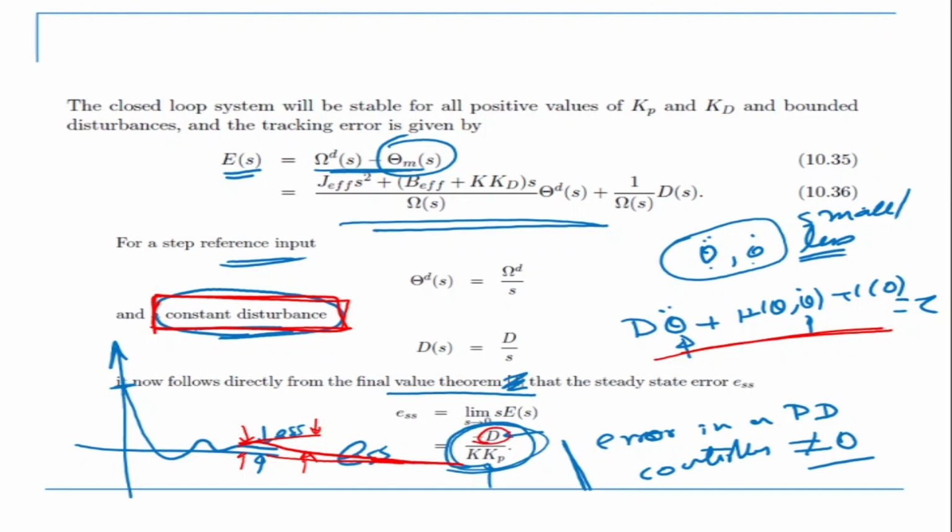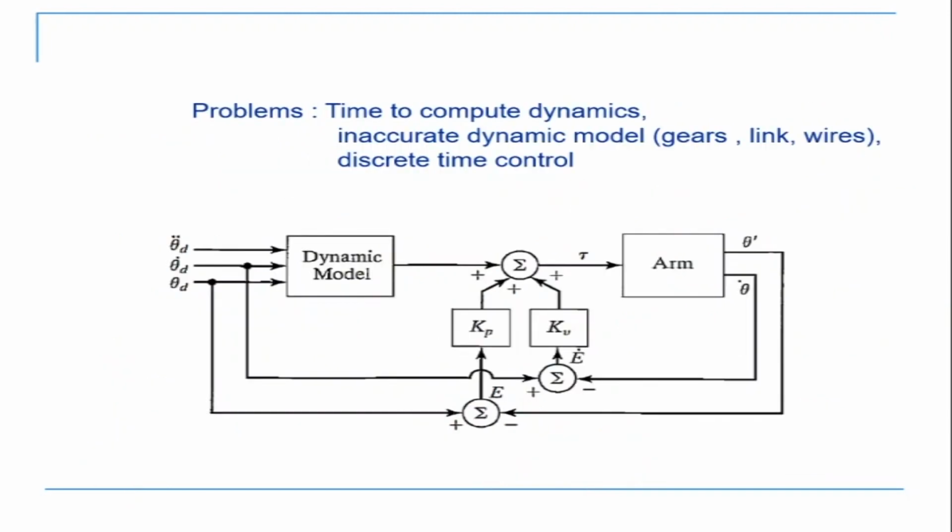This D will change. So one way that we could have a better controller is, suppose I can compute the dynamic model here. Now look at this. I have the dynamic model. This is my servo part of the control. This is my controller, basically KP and KV. This is the PD controller, which is here. So this is my servo loop. This is the robot arm.